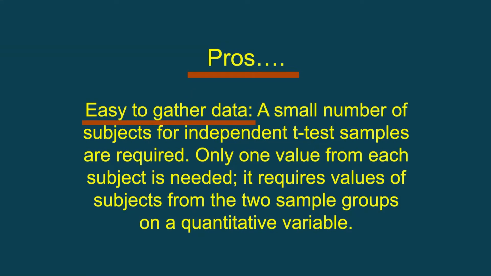For t-test, it is more or less easy to gather data. A small number of subjects for independent t-test samples are required. Only a small number, not a very large sample size, is required. Only one value from each subject is needed. It requires values of subjects from the two sample groups on a quantitative variable. From each subject, that means from each informant or from each object, we collect data on a single variable.